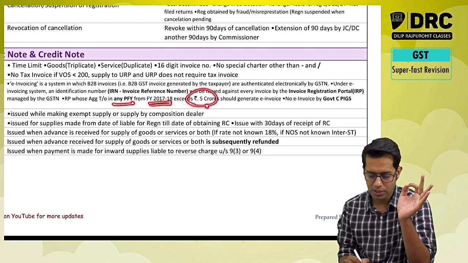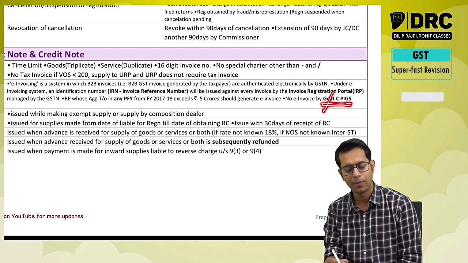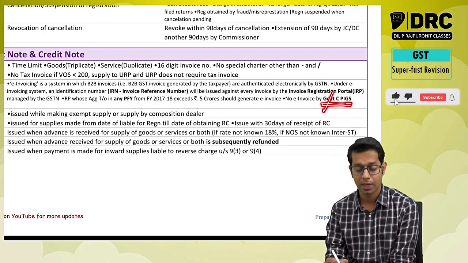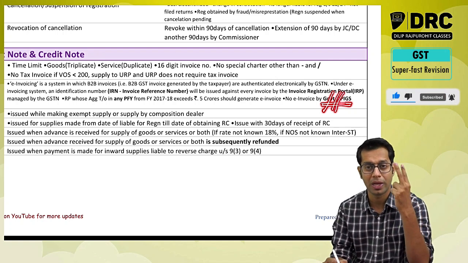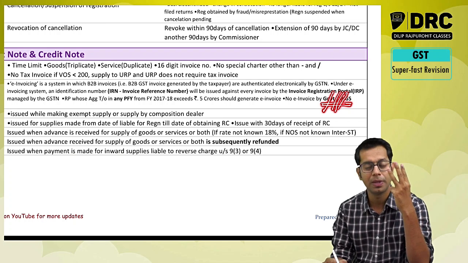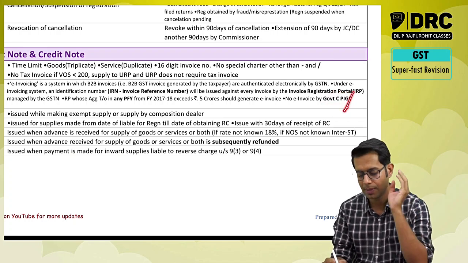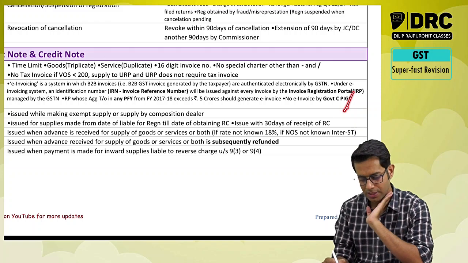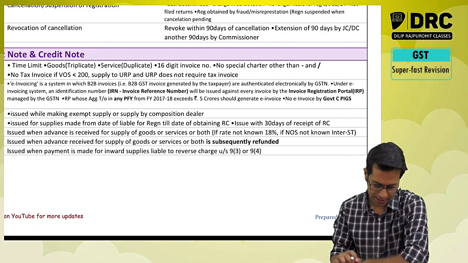This e-invoicing is applicable to all registered persons except a few. It is not applicable to government authorities or local authorities. It is not applicable to cinema halls. It is not applicable to passenger transport service providers. It is not applicable to insurance companies and banking companies. It is not applicable to GTA, and it is not applicable to SEZ units.